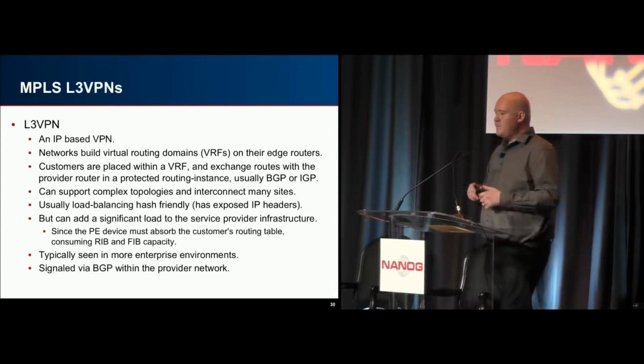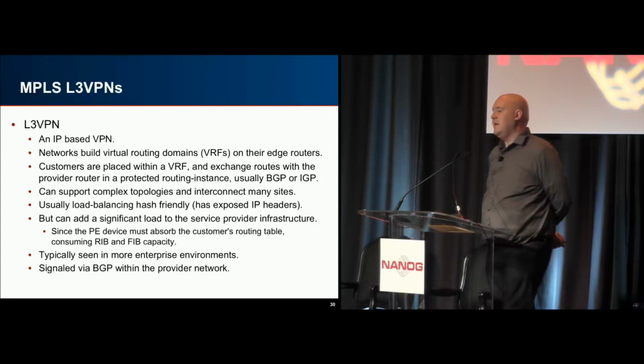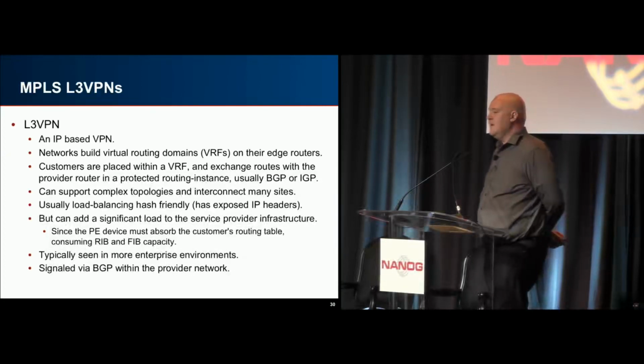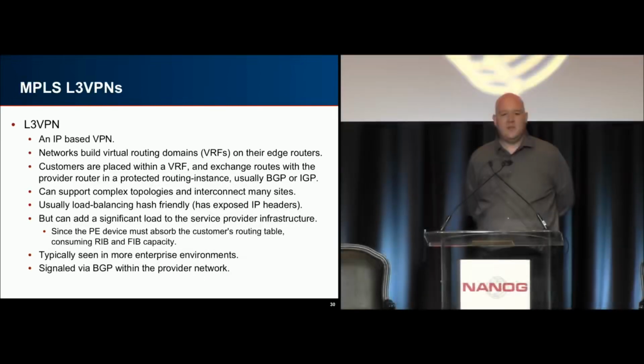So these networks are built on what's called VRFs, virtual routing domains, at the edge routers, so that each customer gets placed into a VRF, and the routes are exchanged along a protected routing instance. So like I said, usually BGP or an IGP, but it lets a customer buy a transport service without requiring them to have knowledge of how to build an actual ISP themselves.